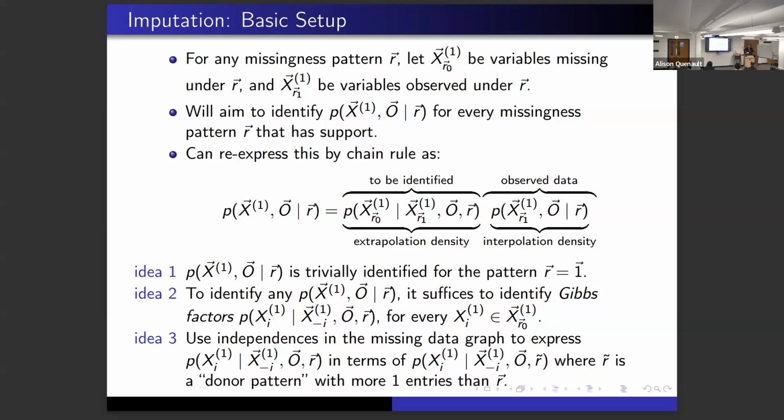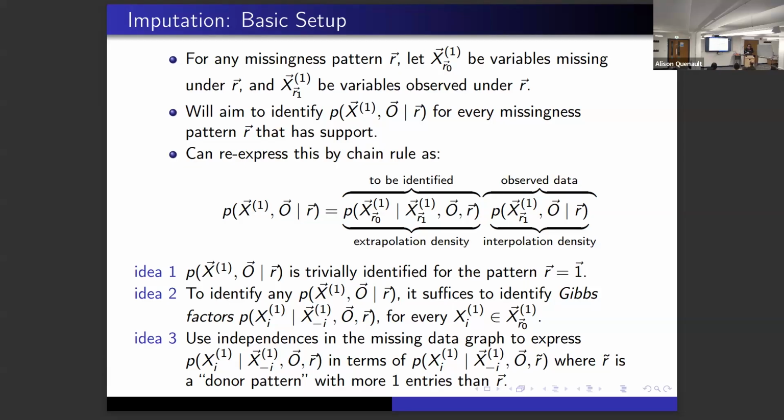And if you know about d-separation, it's just whatever d-separation tells you. What we're going to do is use independences to identify Gibbs factors for a given pattern in terms of some other Gibbs factor or another joint with a bigger pattern. Bigger pattern meaning a pattern with more ones. The more ones you have, the easier your life is.